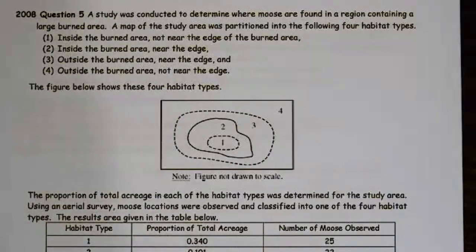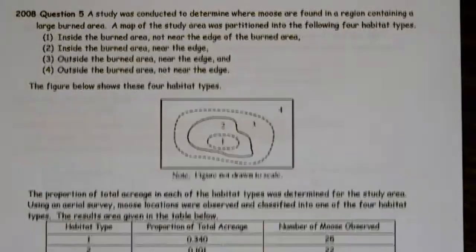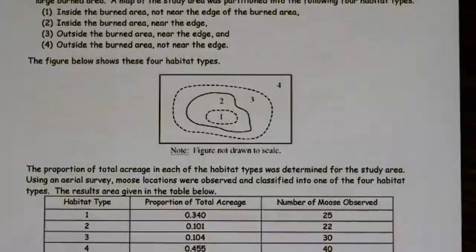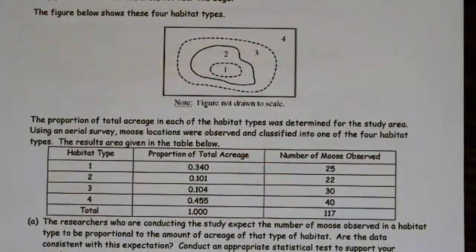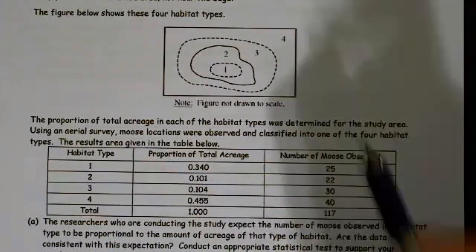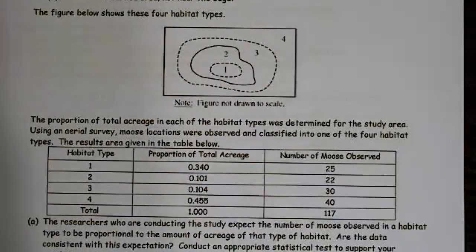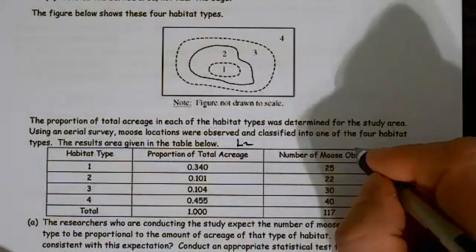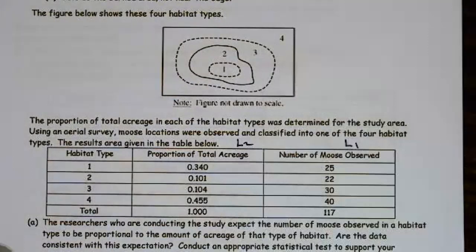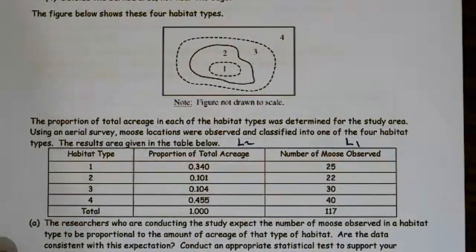Okay. So, they draw a map for us. The proportion of total acreage in each of the habitats was determined for the study area using an aerial survey. Moose locations were observed and classified into one of the 4 habitat types. Results are given in the table below. So we have this proportion here and this proportion there, and this number here. So I'm going to take a moment and record this information right here into L2 and this information right here into L1. I'm going to pause this for a moment and then I'll come back.